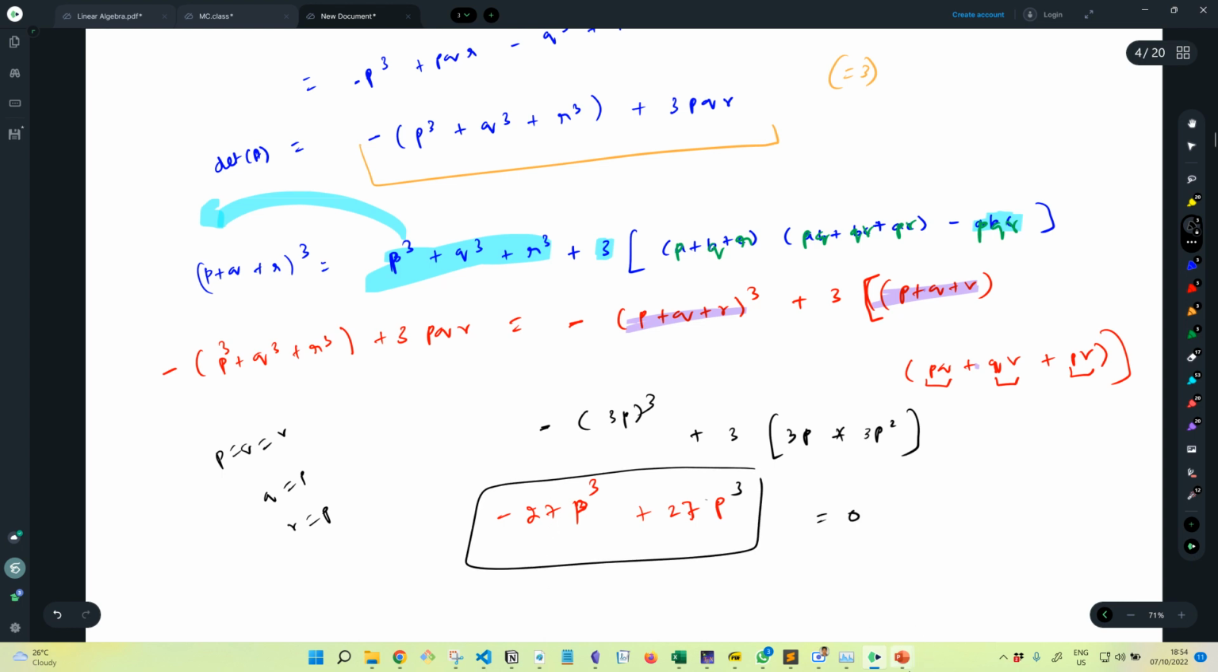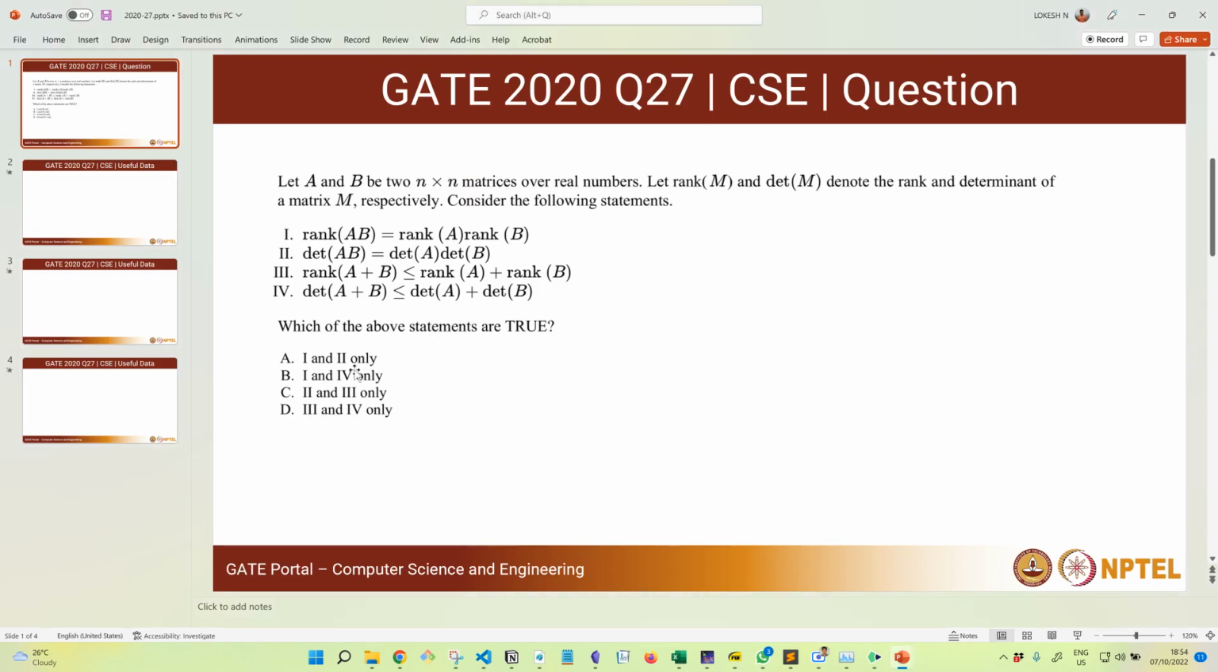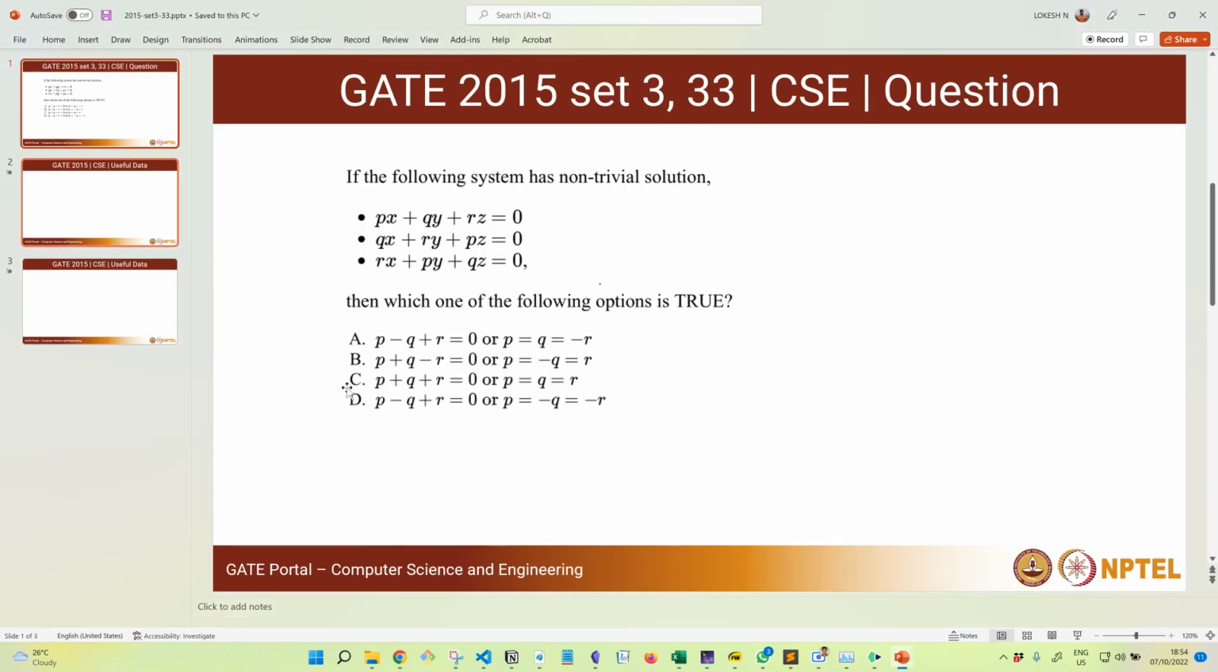That is why option 3 is correct. Under the two cases, that is when P plus Q plus R equals 0, the determinant of this matrix will become 0, or when P equals Q equals R, the determinant of this matrix will also become 0.